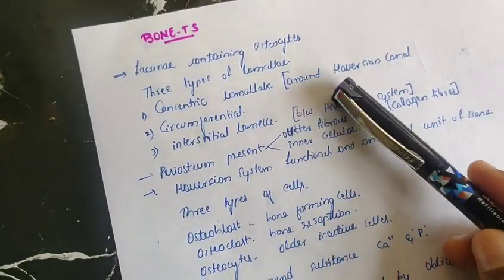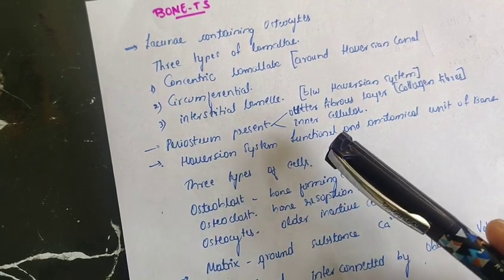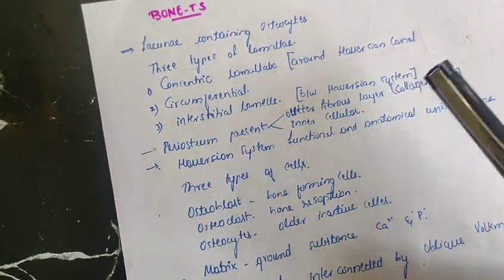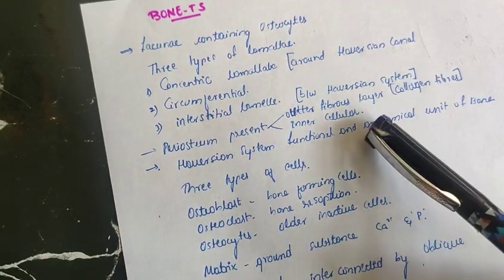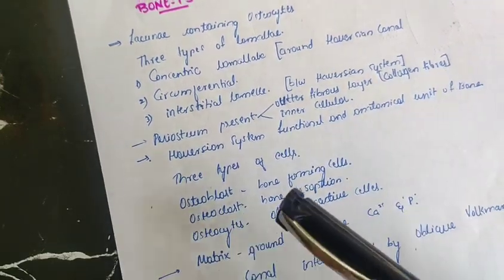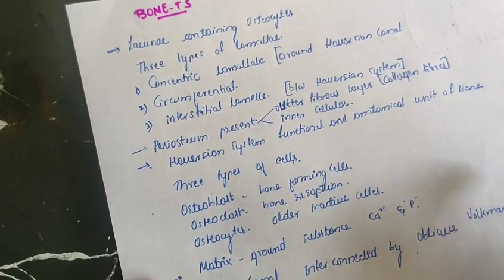These are the 3 types of lamellae. Periosteum is present covering the bone surface and has 2 layers: outer fibrous layer and inner cellular layer. The fibrous layer again contains collagen fibers. Haversian system is the functional and anatomical unit of a bone.